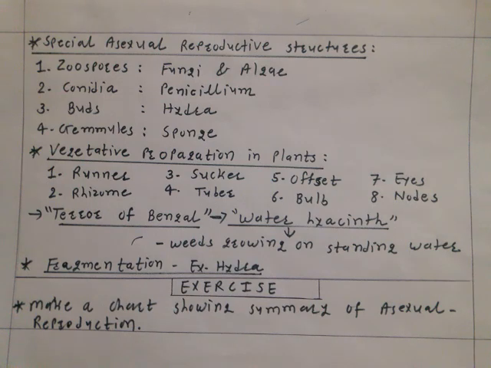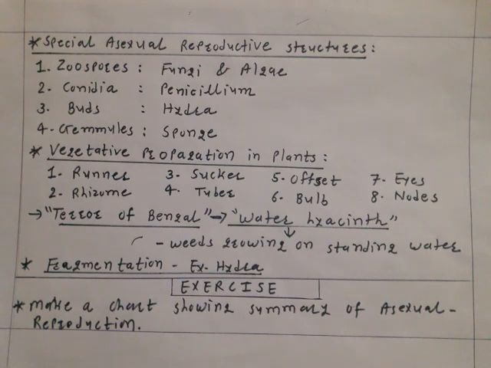Over and above these methods, some special asexual reproductive structures are also observed in various organisms. Some of these are here. First, zoospores. Zoospores are observed in some fungi and algae. They are motile. They can move. That's why they are known as zoospores. By formation of these zoospores, new organisms develop. Second, conidia. Conidia formation is observed in Penicillium, which is a type of fungi. Through formation of conidia, new organisms are formed.